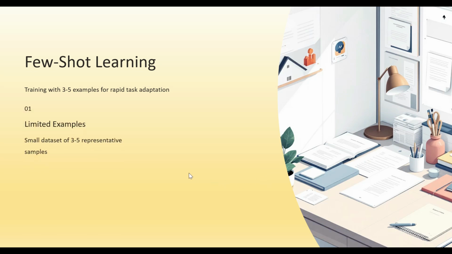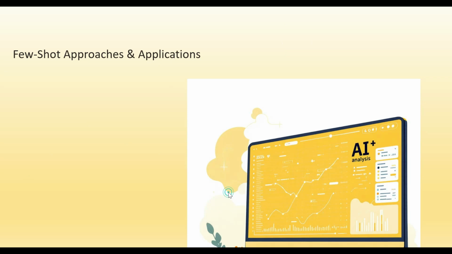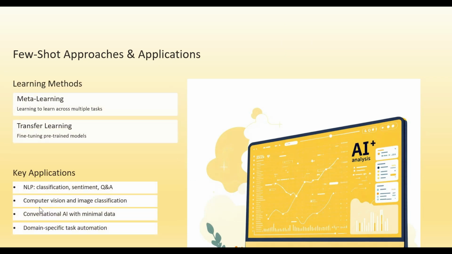In few shot learning, we give 3 to 5 examples so that the platform understands what kind of response exactly I am looking for, so that it gives me exactly what I want. But please remember, do not give too many examples, as that will confuse the LLM. Okay, so where we can use few shot, if you see key applications: NLP classification, computer vision, conversational AI, etc. And it has two different types of learning methods. One is meta learning, one is transfer learning. In meta learning, it learns across multiple tasks. For transfer learning, it is fine tuning a pre-trained model.